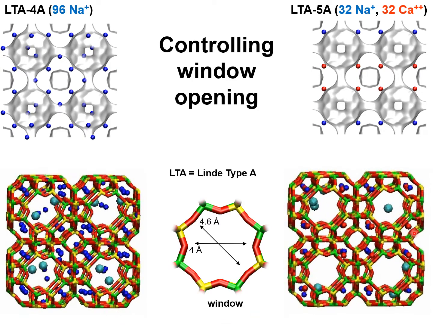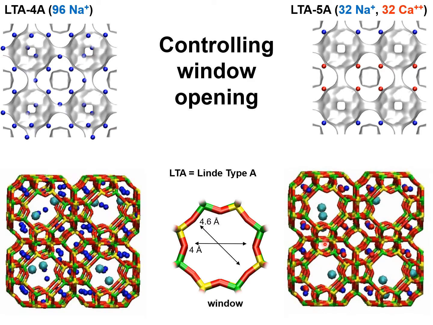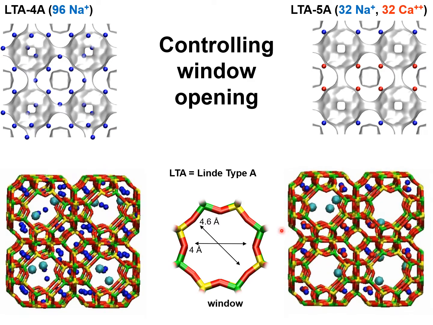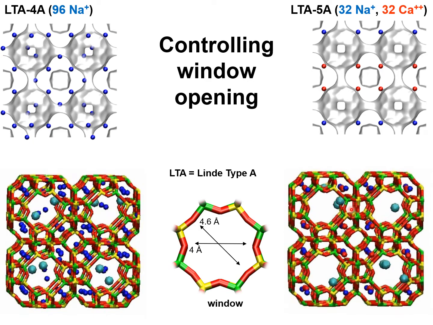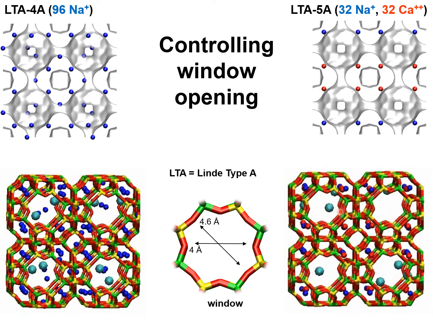Whereas in 5A zeolite, the window regions are devoid of cations, and this does not prevent the entry and crossing of the windows by methane molecules shown in green.